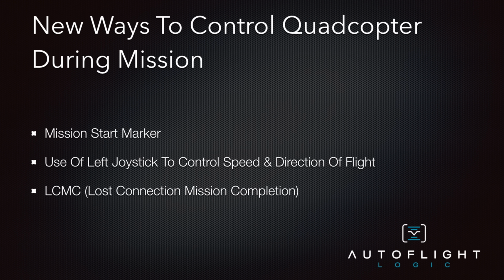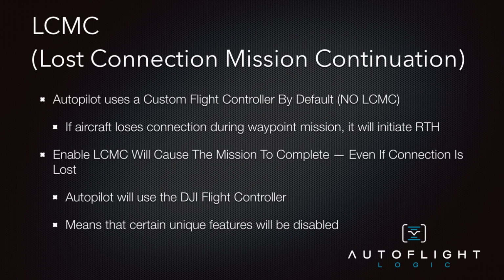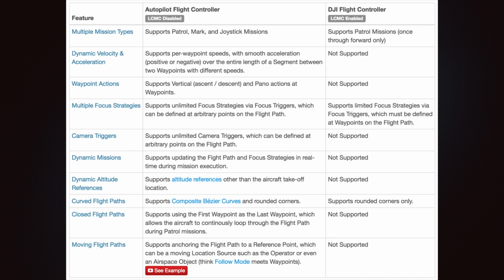The final feature I'll be discussing today will be LCMC, or Lost Connection Mission Continuation. As I had discussed previously, this allows the aircraft to continue on its waypoint mission even if it loses connection with the transmitter. The big trade-off here is that when using LCMC, you use the stock DJI flight controller versus Autopilot's flight controller. This table, which is available in section 5.8 of Flight School, provides you a list of the features that become disabled when you use the DJI flight controller versus Autopilot's flight controller.